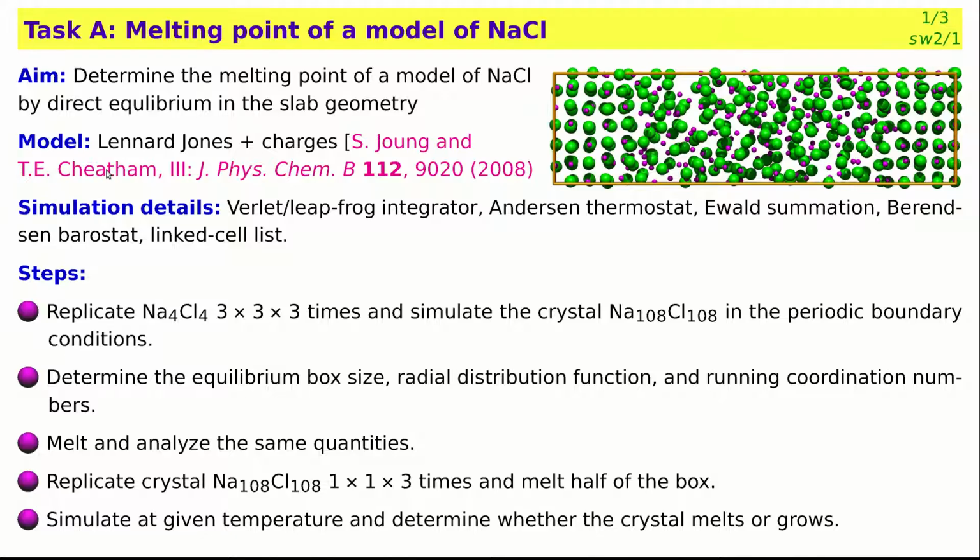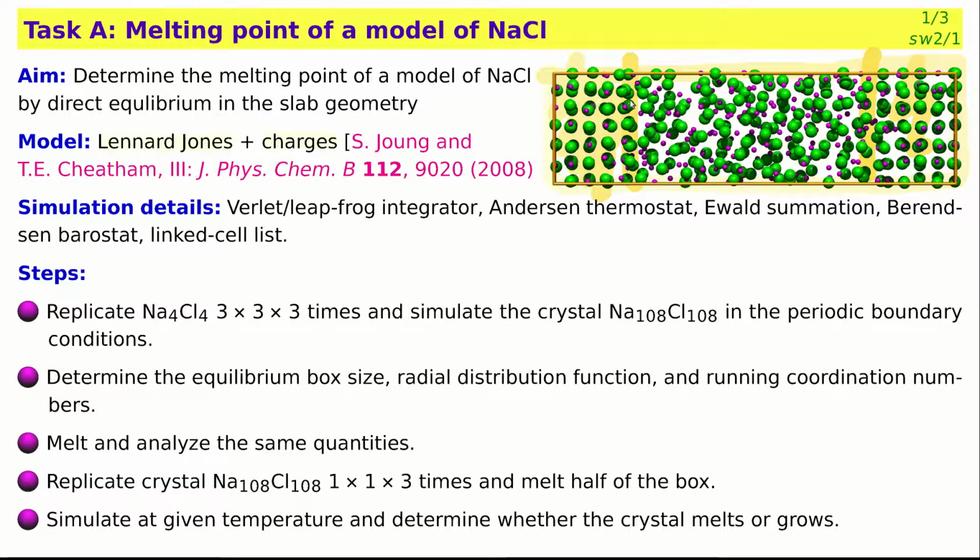Hello, in this talk I will show you one computer experiment: determination of the melting point of a model of rock salt. The chosen model is based on the Lennard-Jones interaction for both ions and charges. The principle of the experiment will be to prepare an elongated periodic box which contains two slabs. In one slab there is a crystal, and in the second slab there is a melt liquid, and these may be at correct conditions in equilibrium.